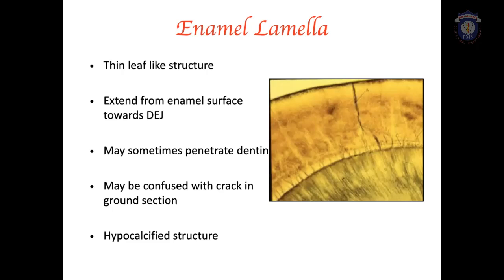So we don't have to get confused with the crack which we made by doing a ground section, whereas enamel lamellae is a crack which is de novo, or by default present in the enamel. That is not because of any ground section. In a living tooth, inside the patient's mouth, you can see enamel lamellae. So that is why we are telling you not to confuse it with the cracks formed by the ground section. Enamel lamellae is something which can normally be seen in an individual in a living tooth. This is also considered a hypocalcified structure.